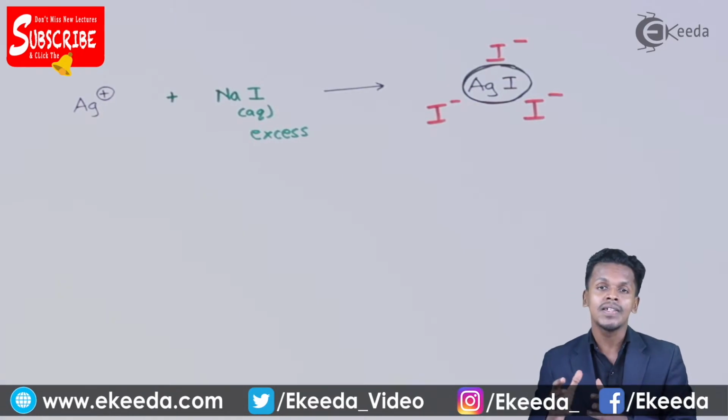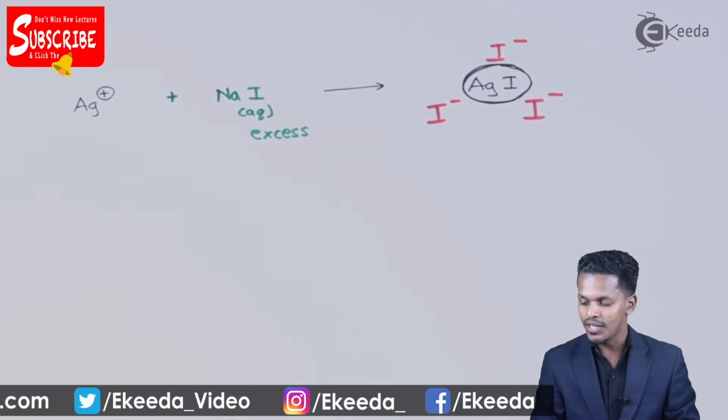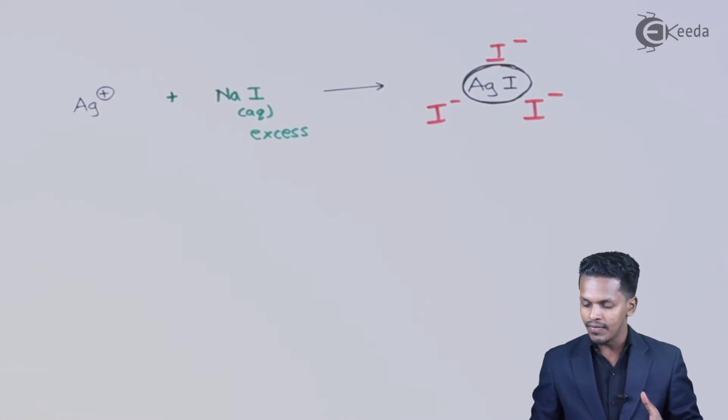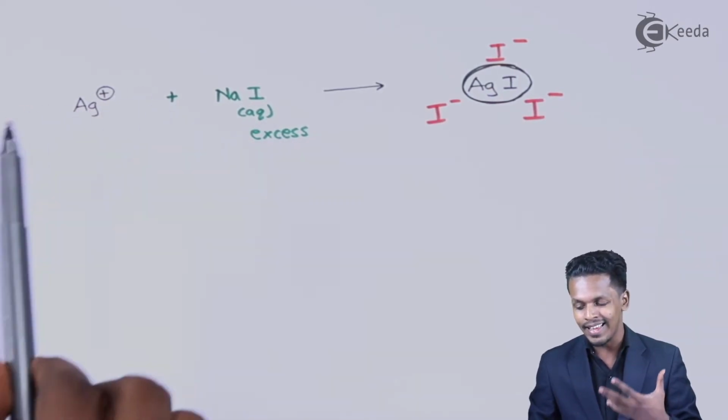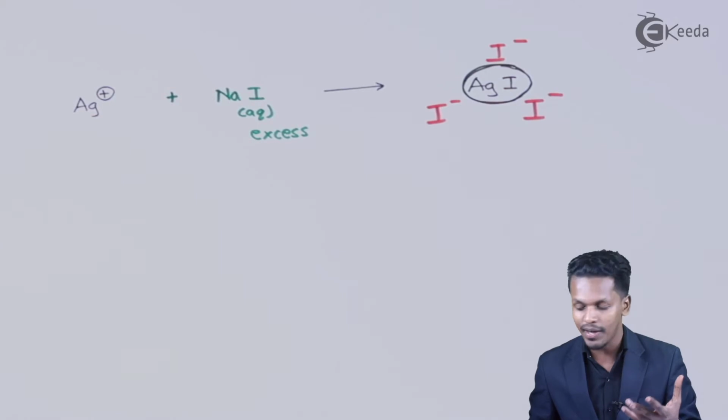So this is how the disperse phase gets charge on it, and this is the concept that we are learning in this topic. This is how charge can be acquired on a colloidal particle. This was related to when we added AgNO3 to an excess amount of NaI, and that is how we could obtain a negatively charged colloidal particle over here.